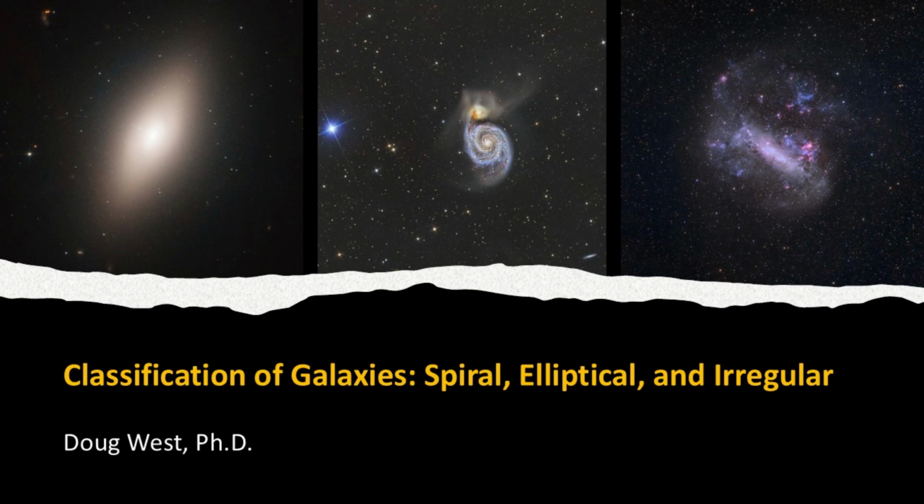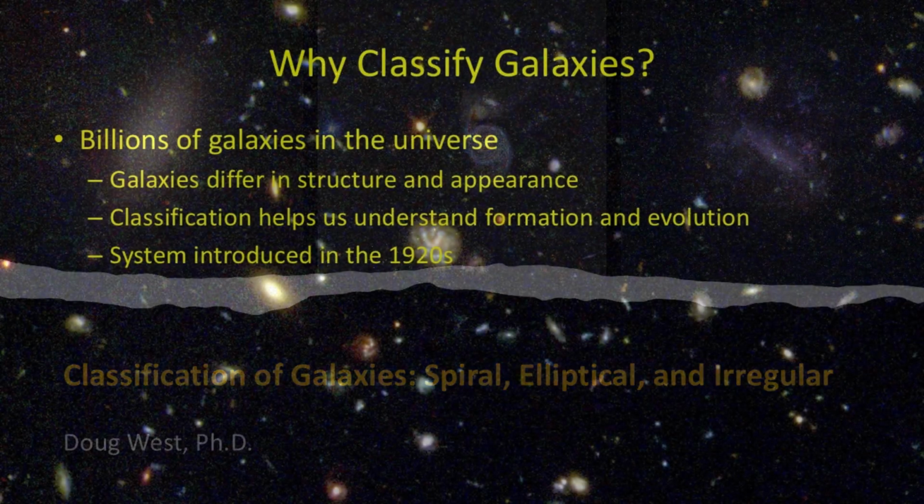In the video, I will look at how galaxies are classified. When you begin imaging galaxies, you quickly notice that they don't all look the same. Some show spiral arms, others appear smooth, and some look chaotic. Astronomers developed a system to organize these shapes, and understanding it will help you interpret galaxy images.